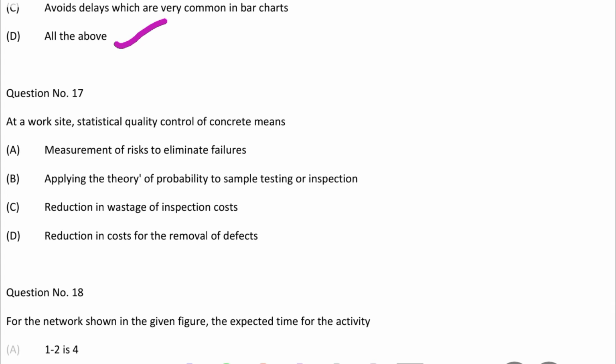So next question, at work site statistical quality control of the concrete means option A measurement of risk to eliminate failures, option B applying the theory of probability to the sample testing or inspection, option C reducing in wastage of inspection cost, option D reducing in cost for the removal of defects. So the correct answer is option B applying the theory of probability to sample testing or inspection.